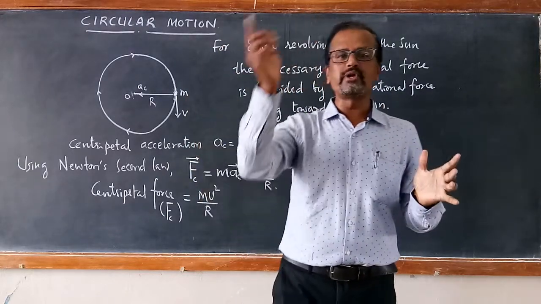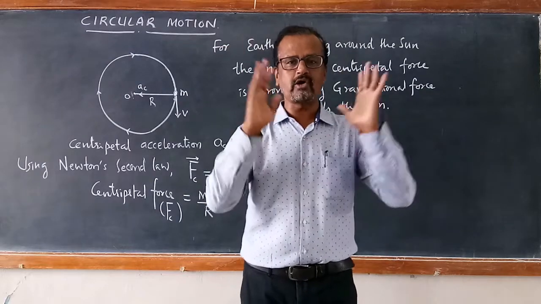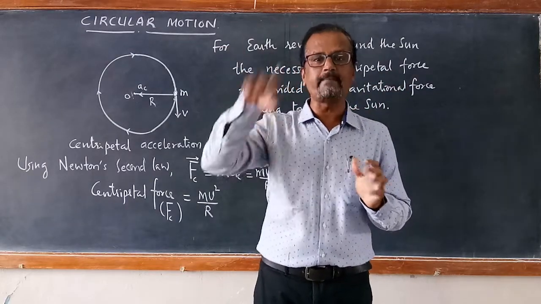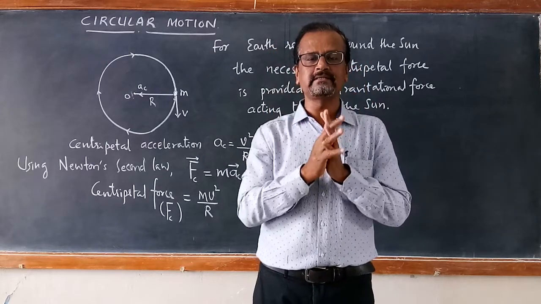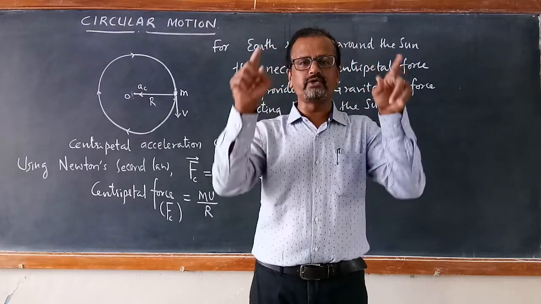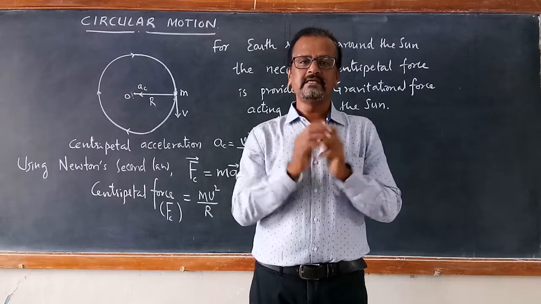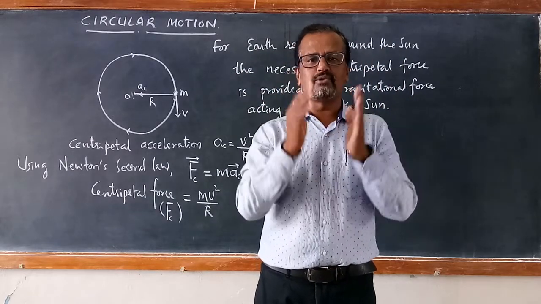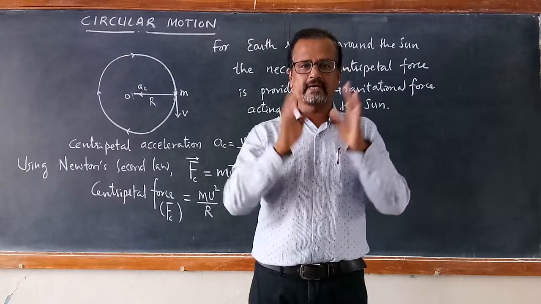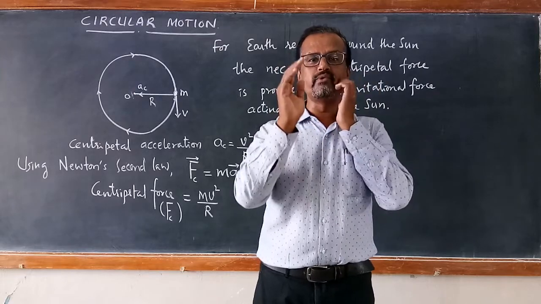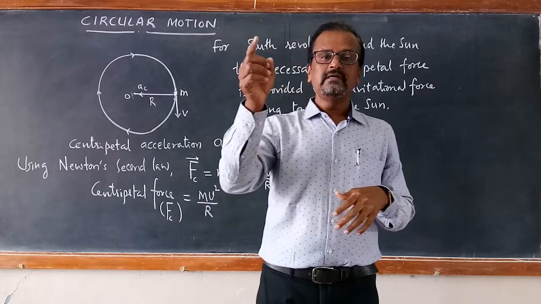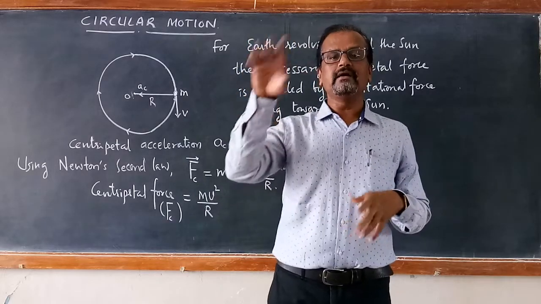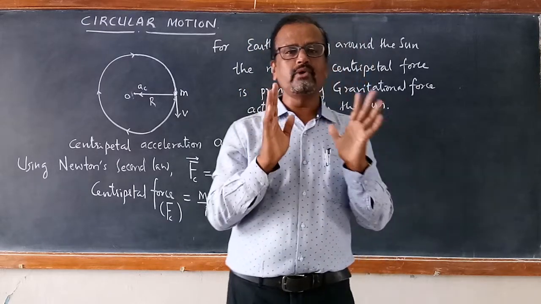Similarly, for the moon revolving around the earth with constant speed in a circular orbit, there should be centripetal force acting towards the earth. That centripetal force acting towards the center of earth is nothing but the gravitational force of attraction. So the gravitational force between earth and moon provides the necessary centripetal force for the moon to revolve around the earth. So I think you got the point.